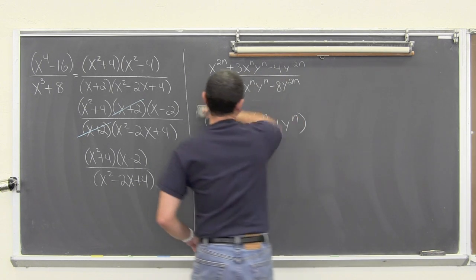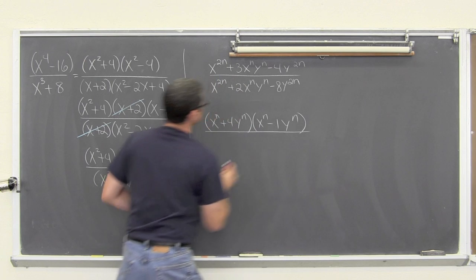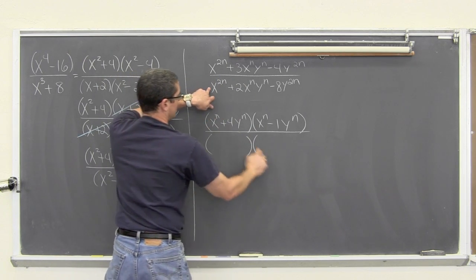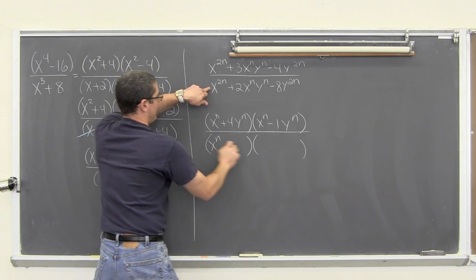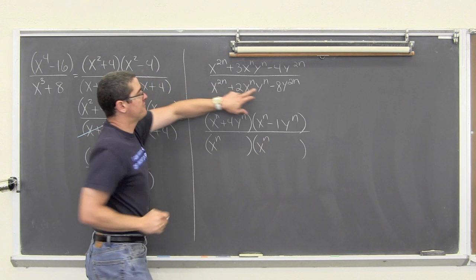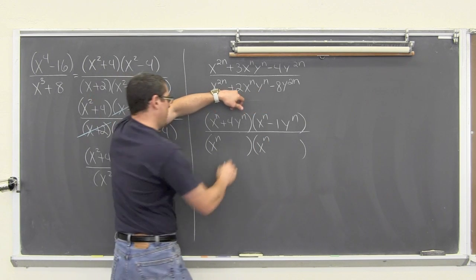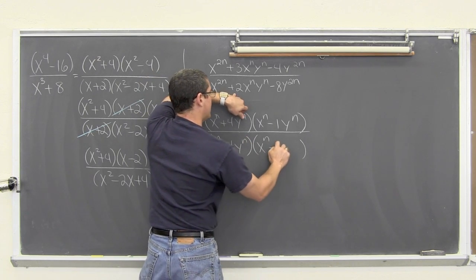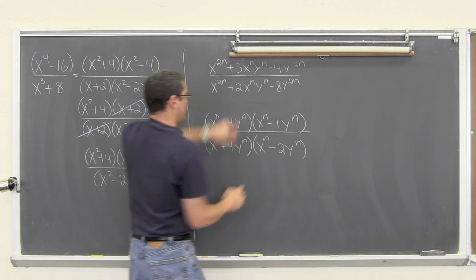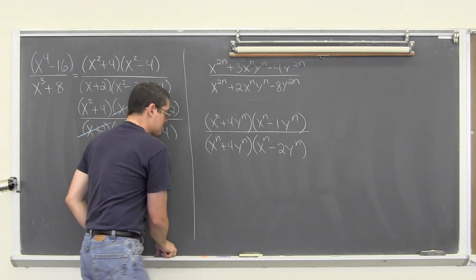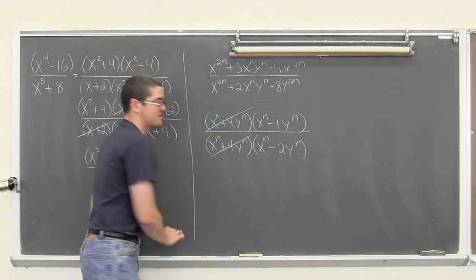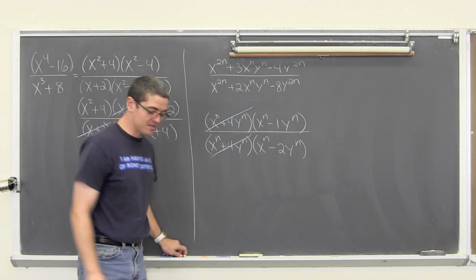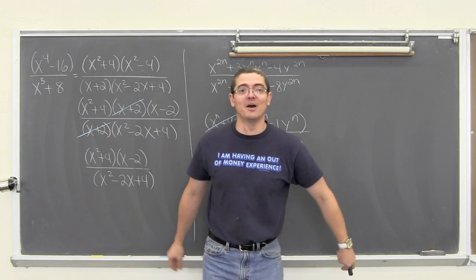So a little bit quicker with the denominator here. This is going to be x to the n and x to the n. Factors of 8 that subtract to be 2 are positive 4y to the n and negative 2y to the n. What common factors do we have? It's the first two. And that is our final answer, and that is the end of my video.